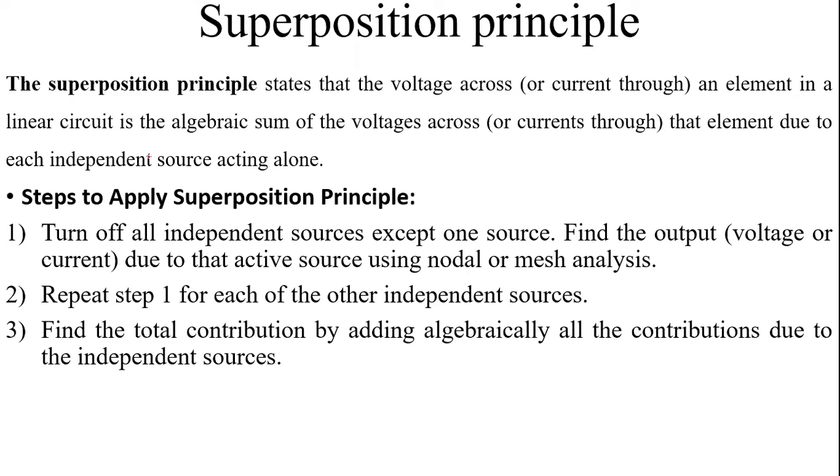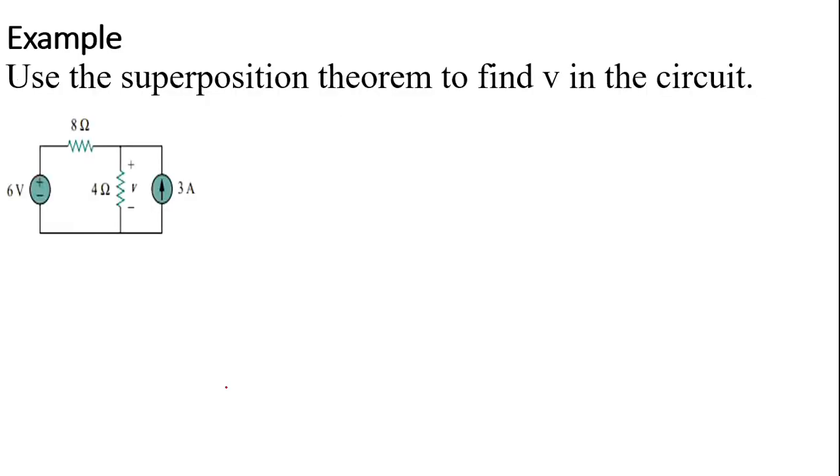To apply this principle we use three main steps. First, we have to turn off all independent sources except one source, and then find the current or voltage through an element using only this active source, by using either nodal or mesh analysis. The second step is to repeat step 1 for each other independent source. Finally, find the algebraic sum of all the currents or voltages obtained from the contributions of all independent sources. So let's do this example using the superposition theorem.